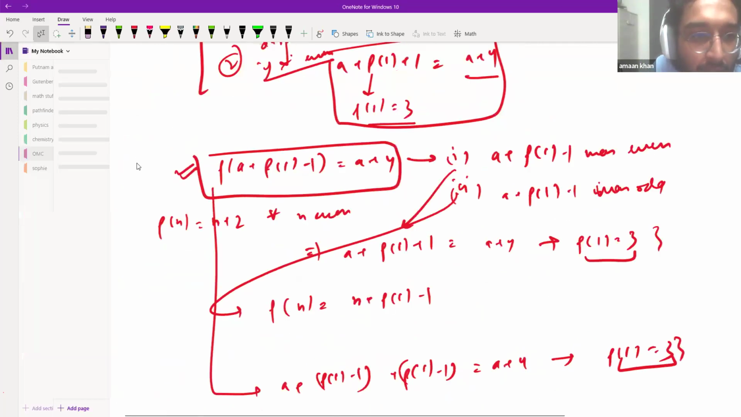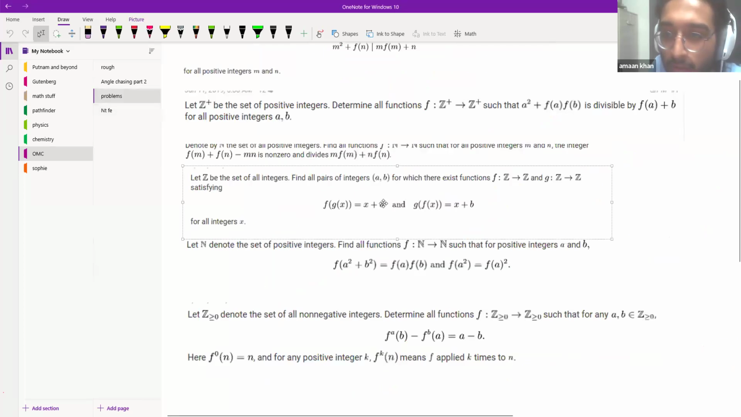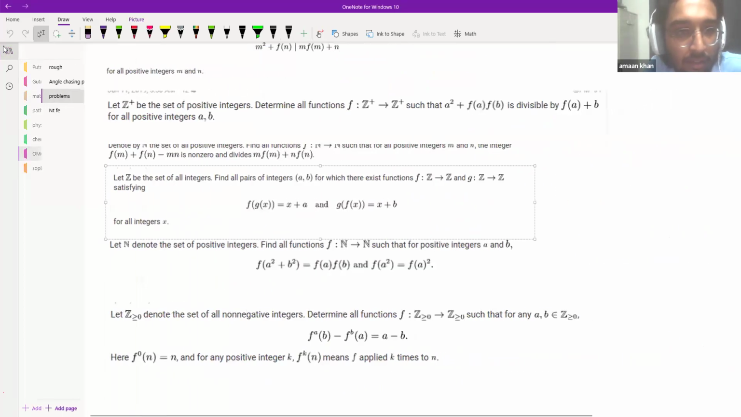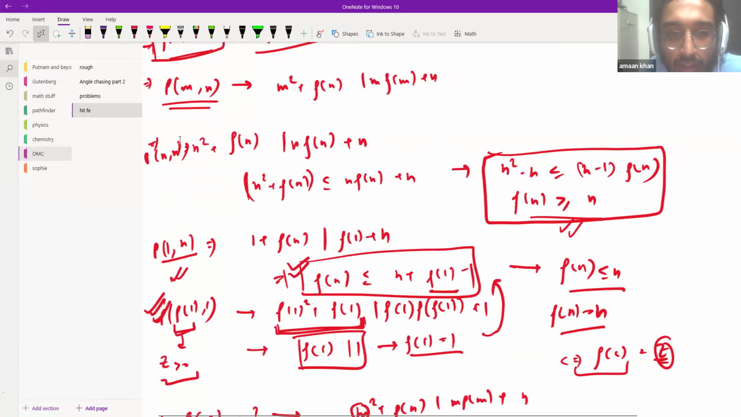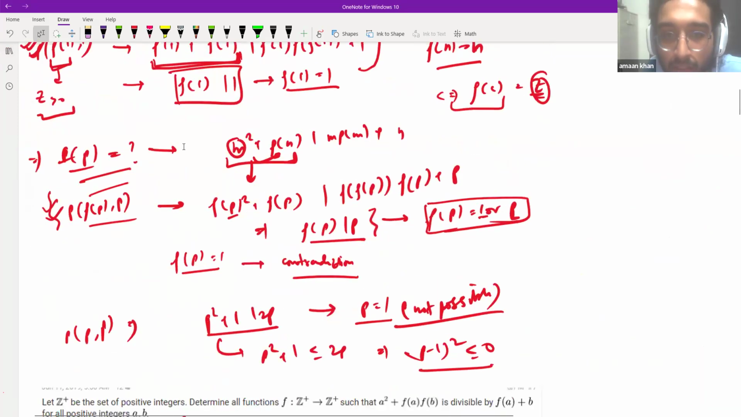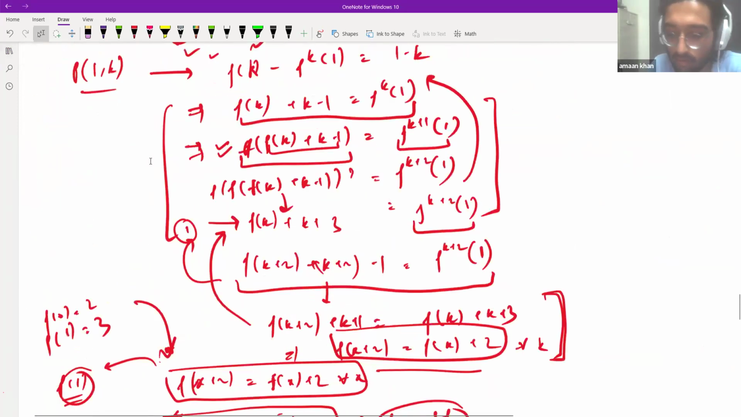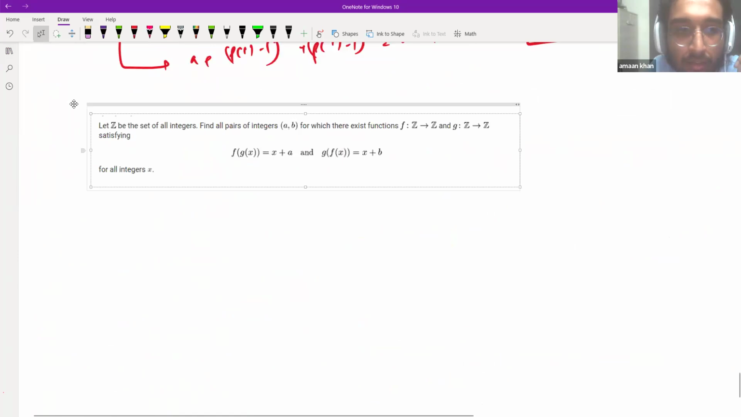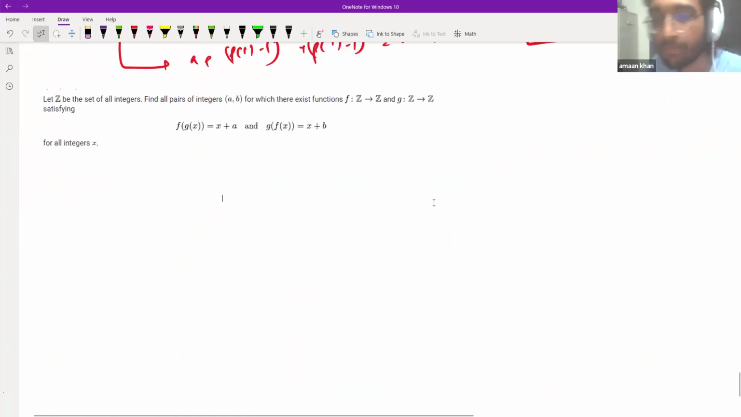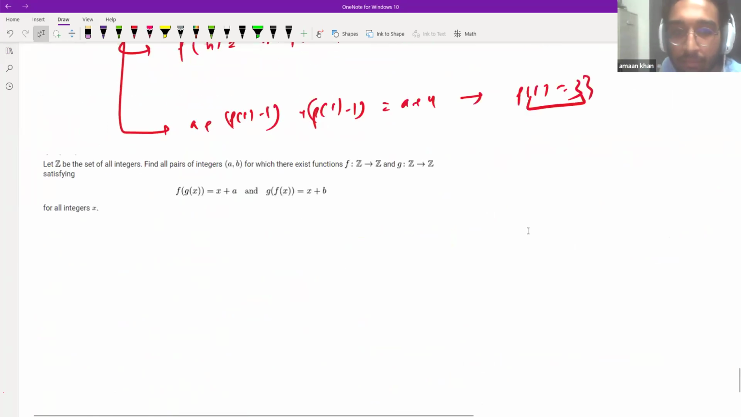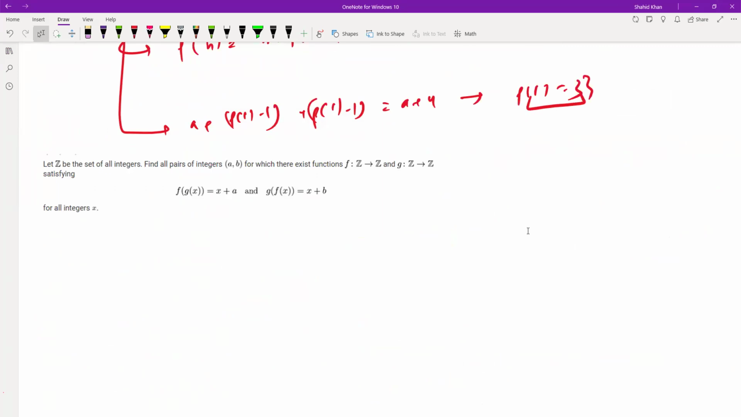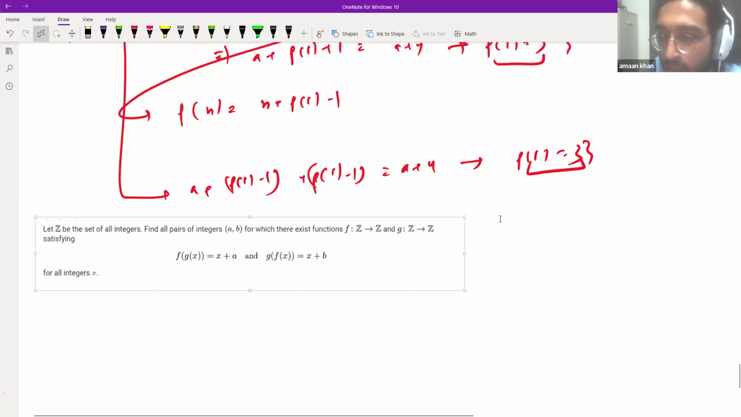Apart from this, maybe you can try this. I'll not put this in the P set, but I'll just put it here. This is also a very weird problem, but I don't think we have the time now to do this. Here there are two functions, right? You guys can try this later.